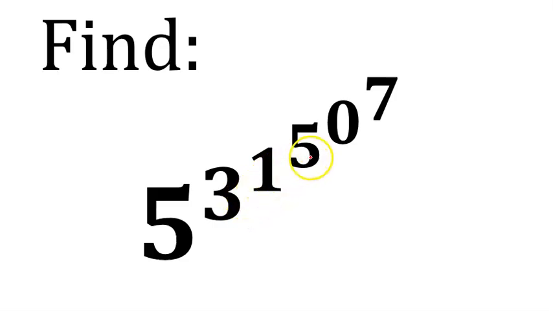In this video, we are to find ((5^3)^1)^5)^0)^7. Let's see how we are going to do it. We will start from here.